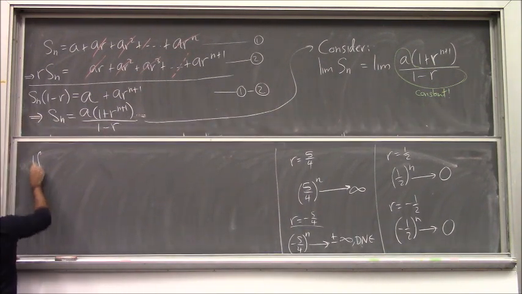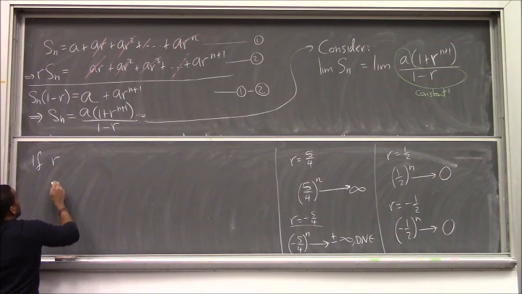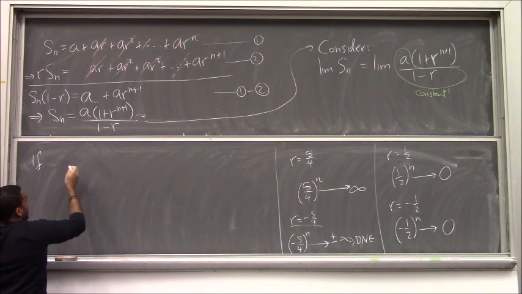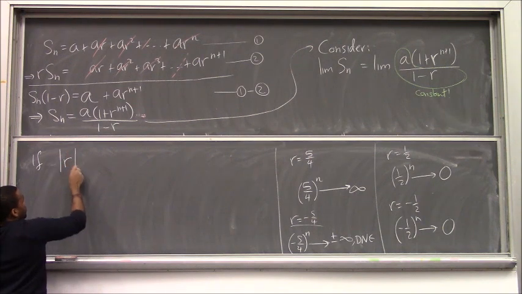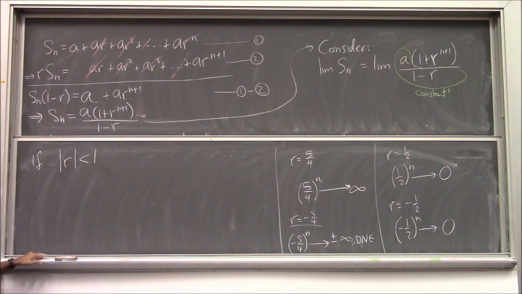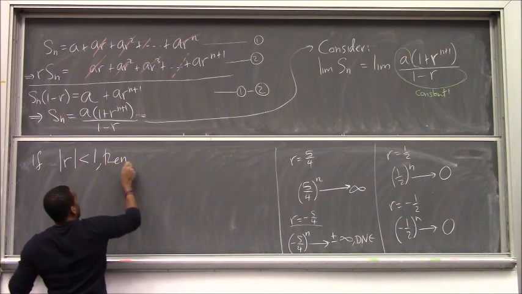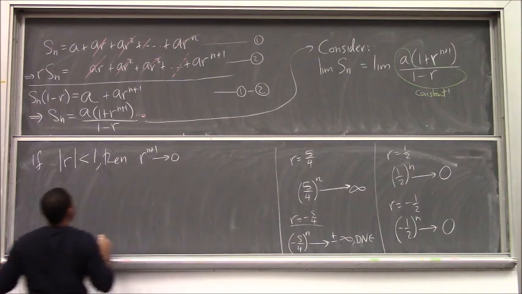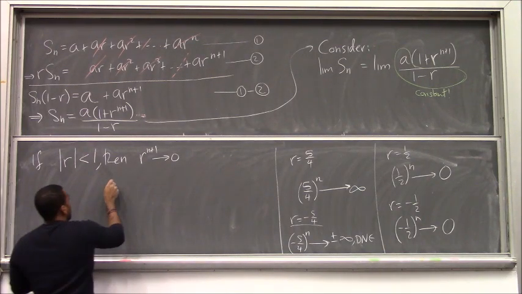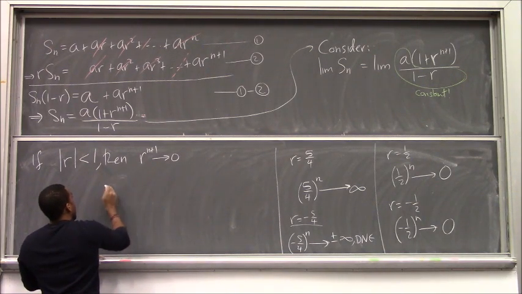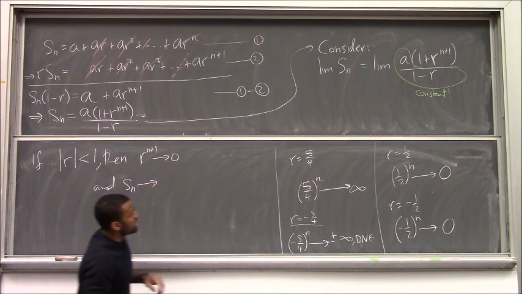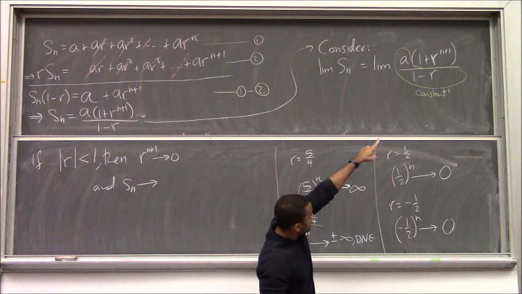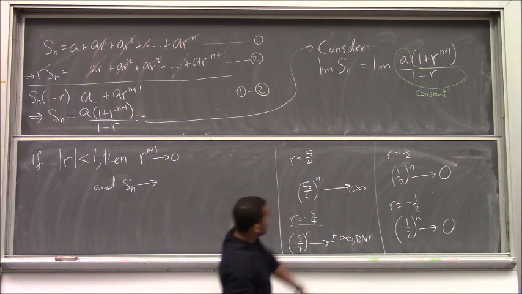Now notice, if R, and one way you can actually say that is saying the magnitude of R is less than 1. So that's saying R is between -1 and 1. Then R to the n plus 1 will approach 0. And in this case, your Sn would approach. So what is the Sn here? If that R to the n plus 1 is going to 0, what does Sn approach?